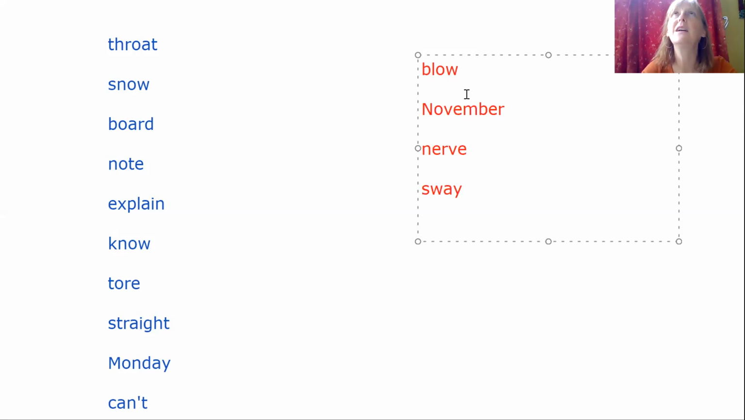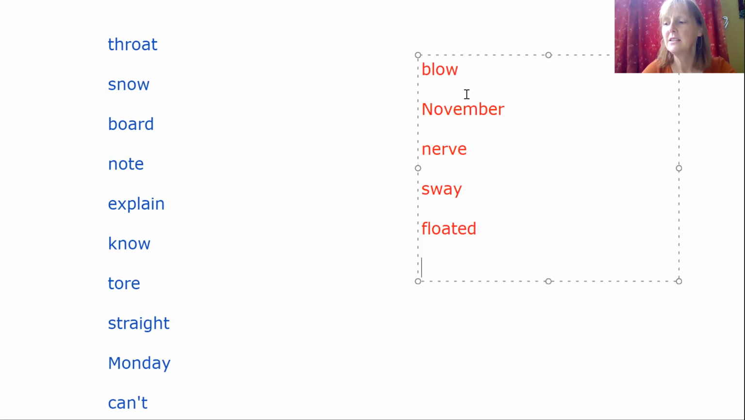The next word is floated. He floated on his back and stared at the clouds. Flow, long O sound in the middle of the word is O-A. So there's the word float. We need to add the ending, E-D, floated. Very nice.